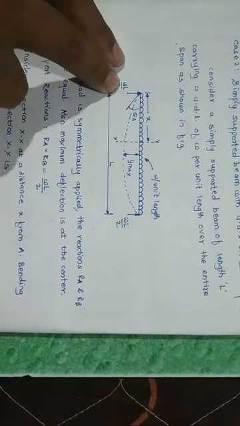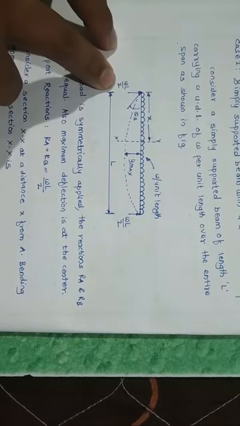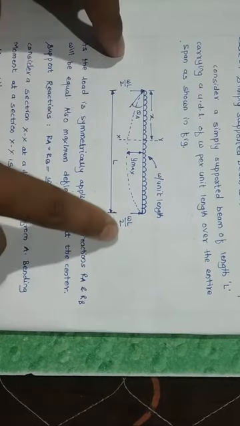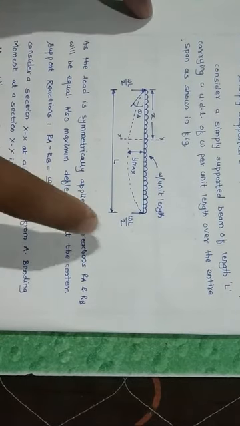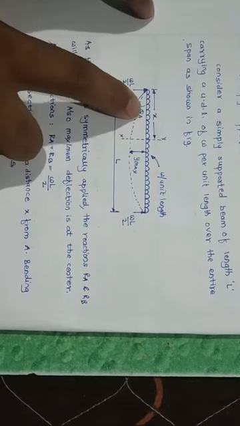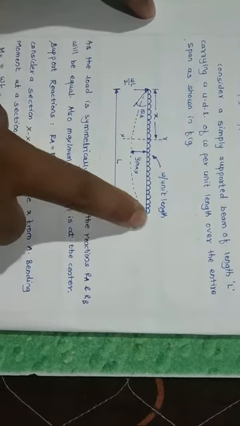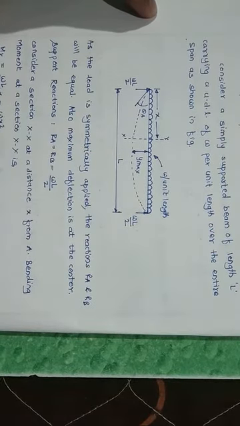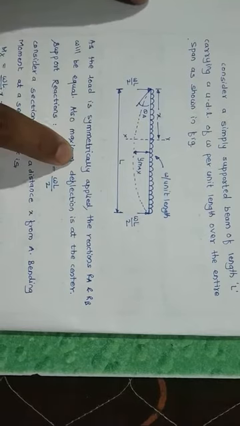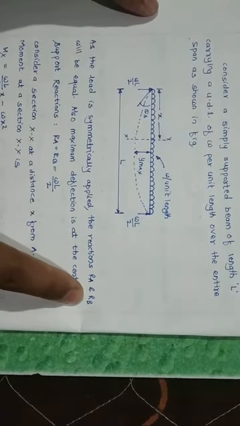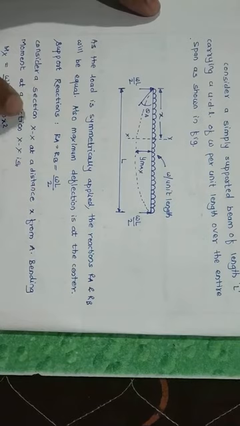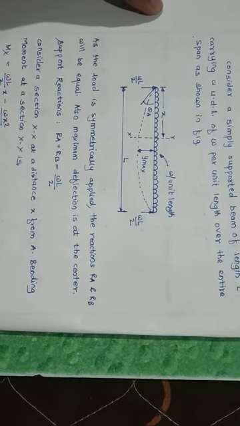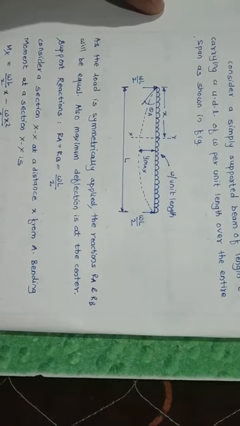At point A, the reaction will be W into L divided by 2, that is, the UDL W into the length divided by 2, and here also W L by 2. Theta A is the slope at point A, and theta B is the slope at point B. As the load is symmetrically applied, the reactions RA and RB will be equal, and the maximum deflection is at the center. The support reactions RA equals RB equals W L by 2.